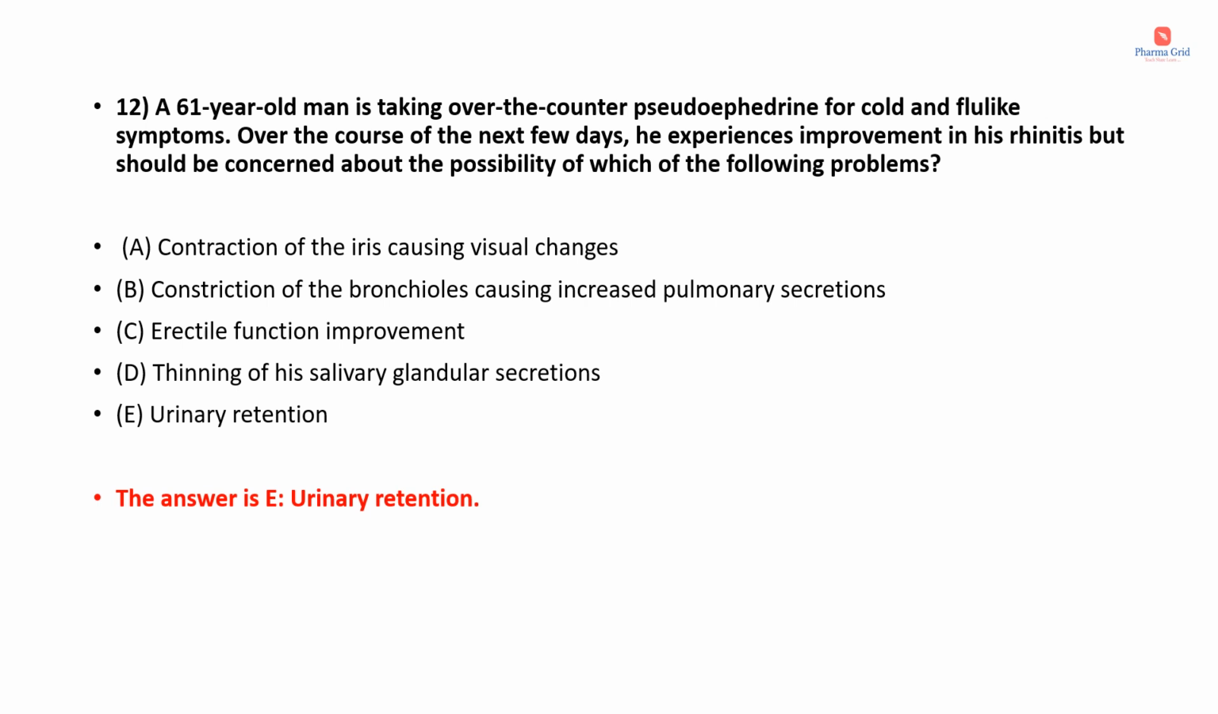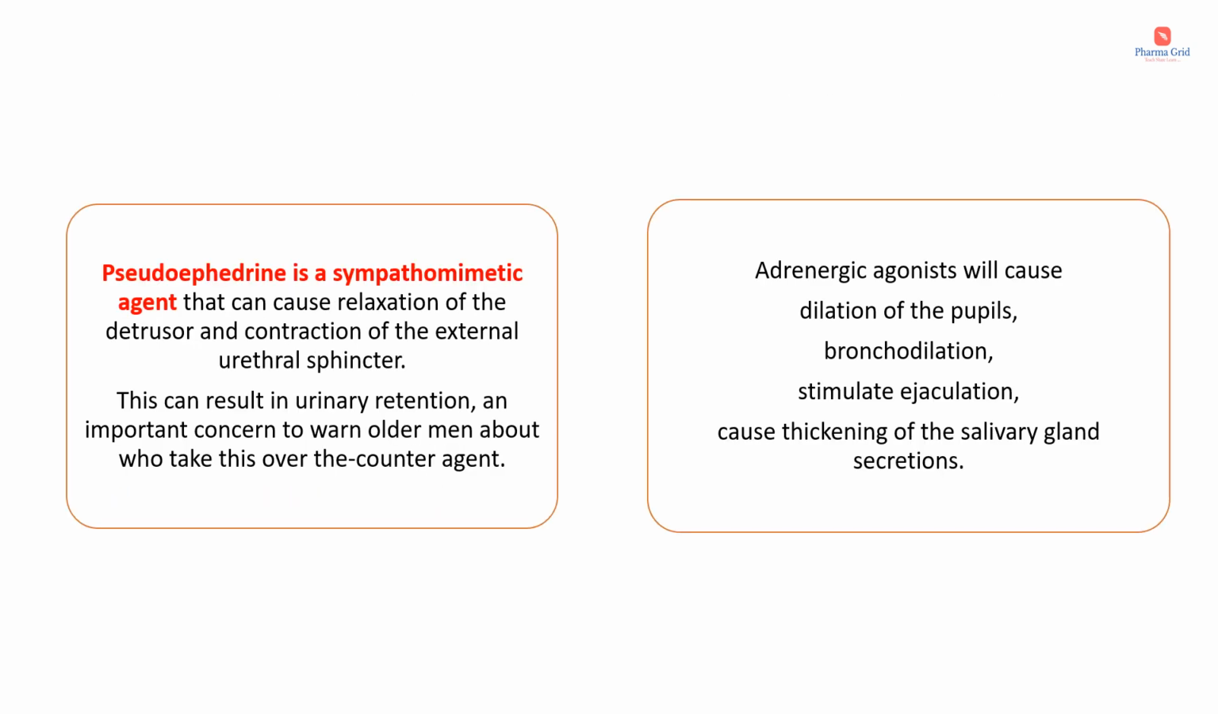Here the correct answer is option E, that is urinary retention. Pseudoephedrine is a sympathomimetic agent that can cause relaxation of the detrusor and contraction of the external urethral sphincter. This can result in urinary retention, an important concern to warn older men about who take this over-the-counter agent. Then adrenergic agonists usually cause dilatation of the pupils, bronchodilation, stimulate ejaculation, and cause thickening of the salivary gland secretion. Hence, the correct answer came as urinary retention. The remaining other options are wrong.